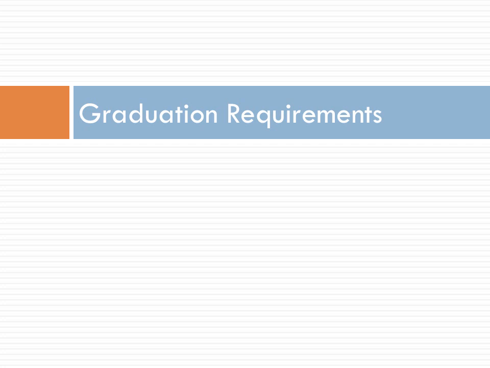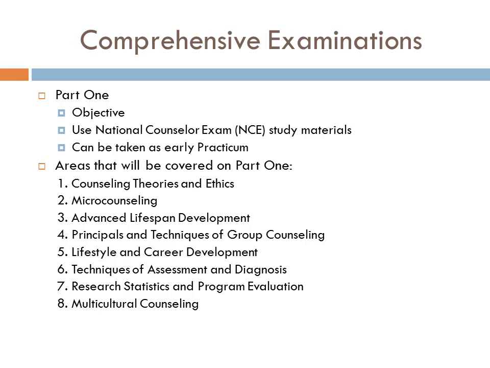Here are some graduation requirements to keep in mind as you go along your process. There are two parts that are necessary to take and pass for your graduation requirement. Part 1 is objective. It's a multiple choice test with 200 questions, and you can take it as early as your practicum class. You can use any type of NCE study materials to really go over and study for this exam, because the same areas that are covered in your Comps 1 exams are the same areas that will be covered in your NCE exam as well.